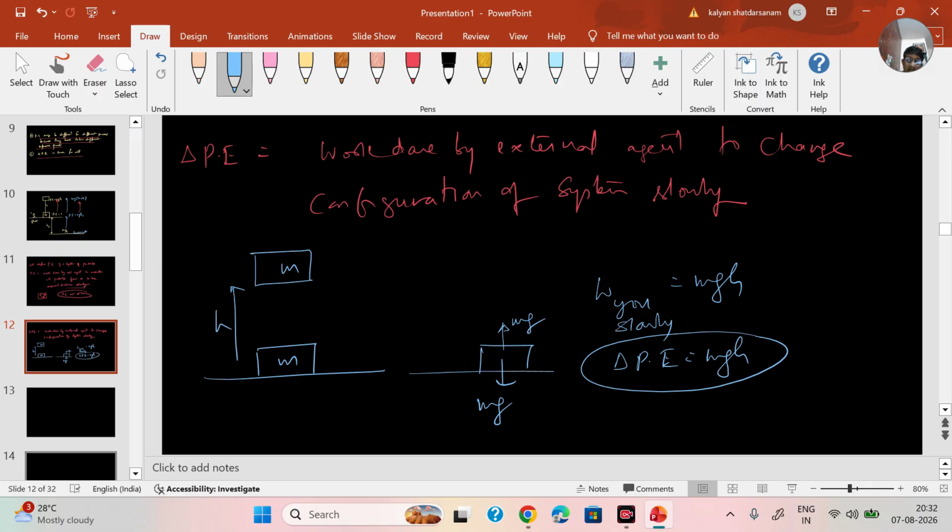So how do you calculate change in potential energy? First, bring an external agent. It may be you or me or somebody. And then we have to change the arrangement or configuration of particles slowly. In this process, whatever work we do will be the change in potential energy. If you do the work fast, you are changing potential and also kinetic. So work done by you will be change in potential plus kinetic.